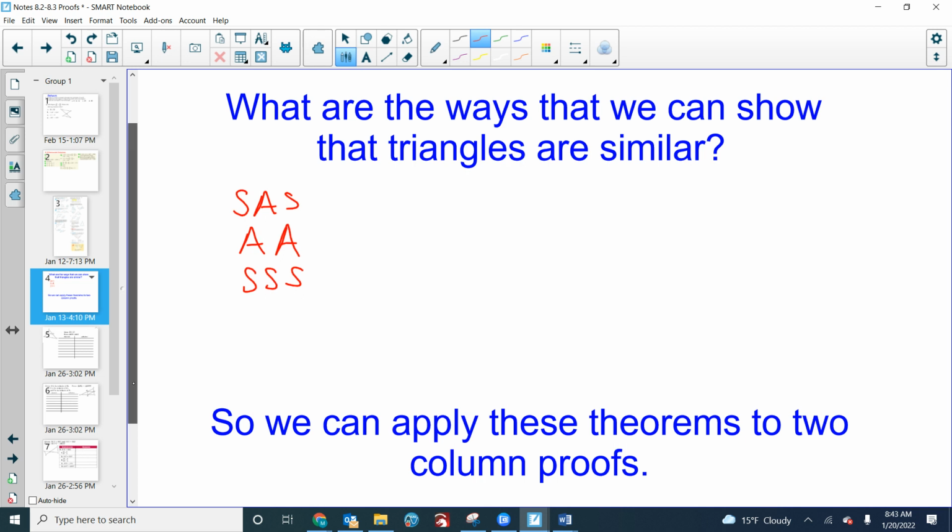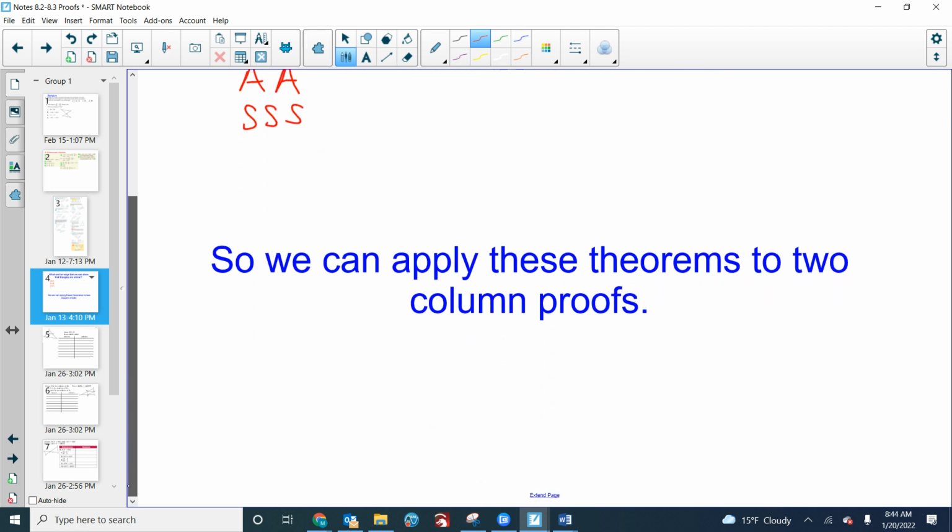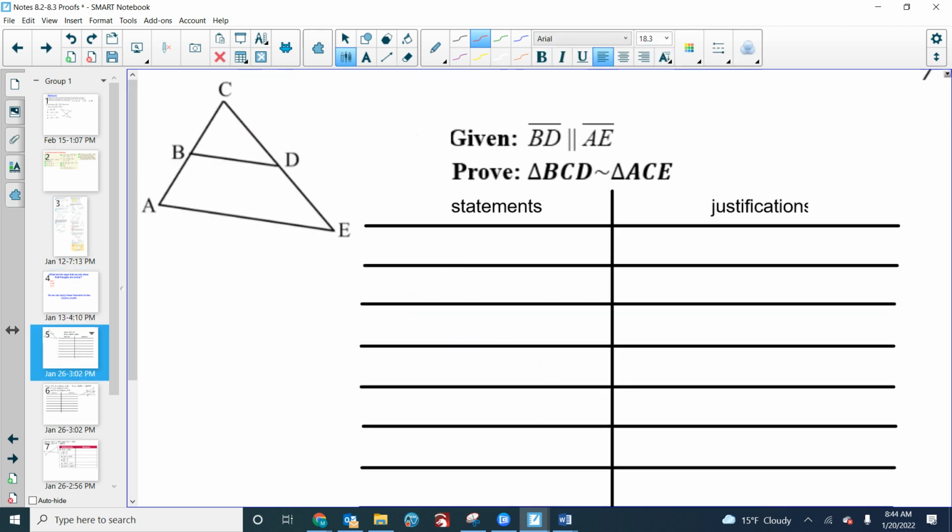All right, let's talk about how we can apply these theorems to 2-column proofs. Our first proof for today. Let's take a look at it, understand what's going on here. I can see a triangle kind of nested inside of another one. We're given AB is parallel. Ooh, parallel. We know some things happen when we see parallel. So first, we're going to write down BD parallel to AE. Given.